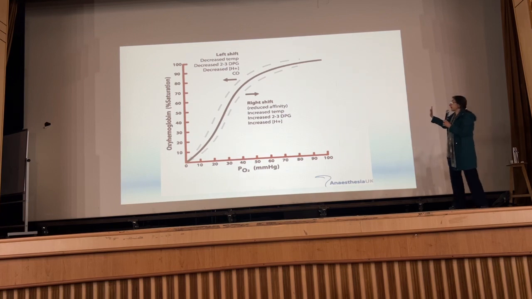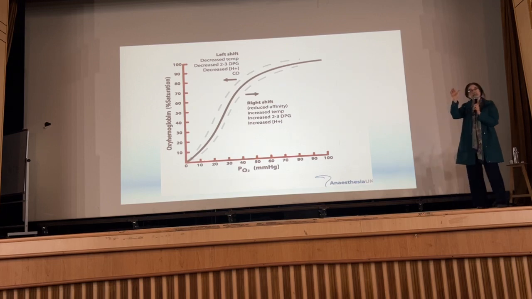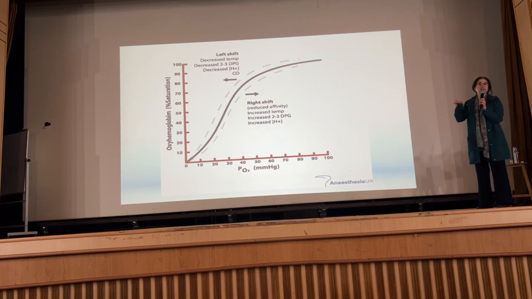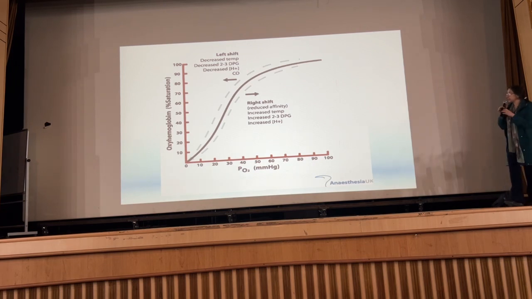When it shifts to the right, reduced affinity. If the graph is shifted to the right, what will make the graph shift to the right? Increased temperature, increased DPG, because DPG encourages hemoglobin to release oxygen, and increased H+. In other words, more acidic environments. Why is that? The effect of pH is through the bicarbonate buffering system, which I'm going to mention.